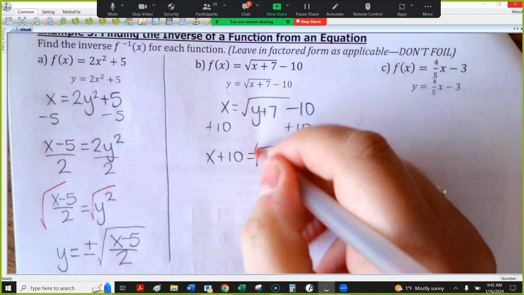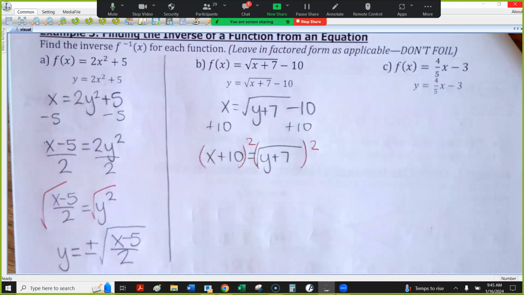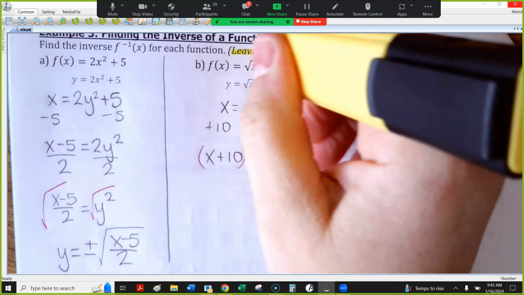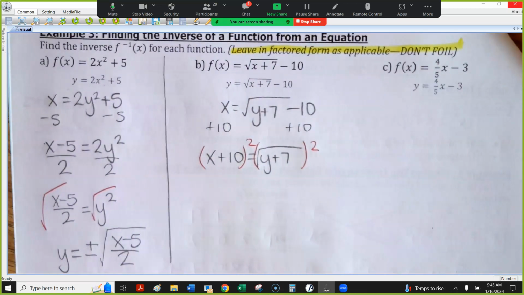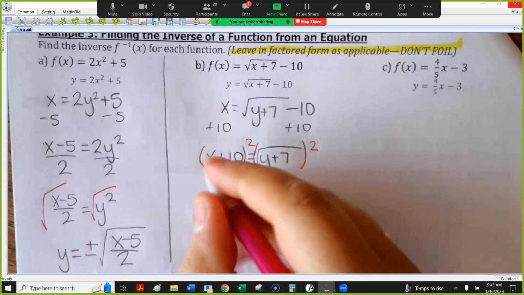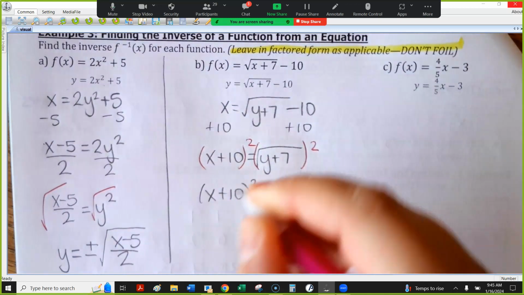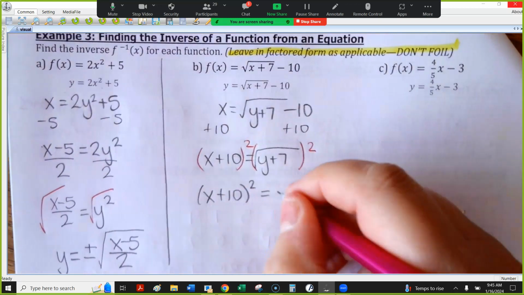lovely square root. Okay, now here you're going to see my directions at the top. This just says leave in factored form. I don't want you guys to take that step. You can if you're bored, but I don't need you to take that extra step to FOIL. I'm just going to leave this in factored form. So you don't need to multiply out the x plus 10 squared. Just go ahead and leave it with the parentheses. It's actually a little bit easier to work with if we have to graph.